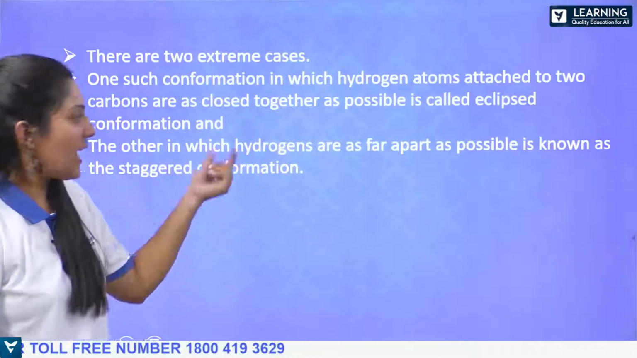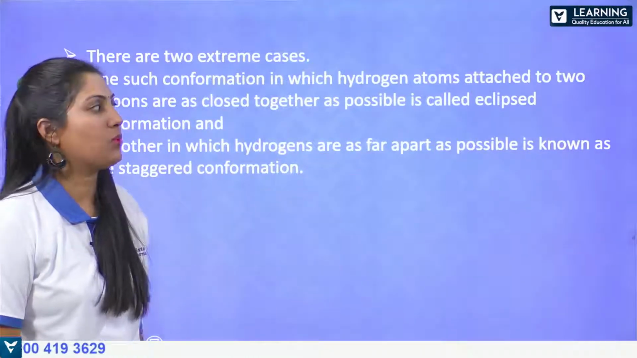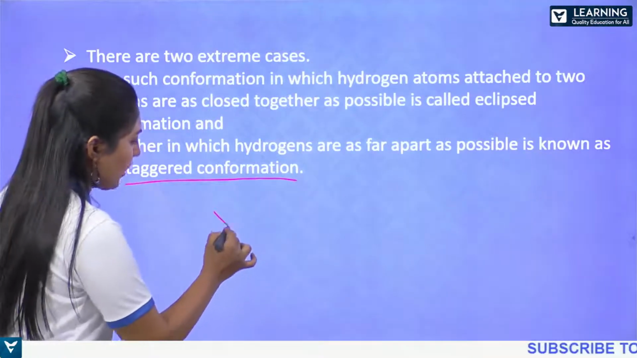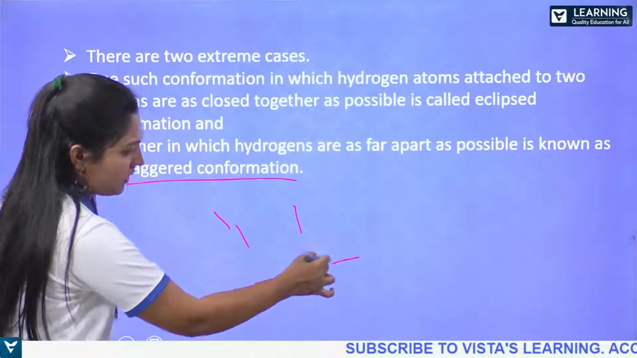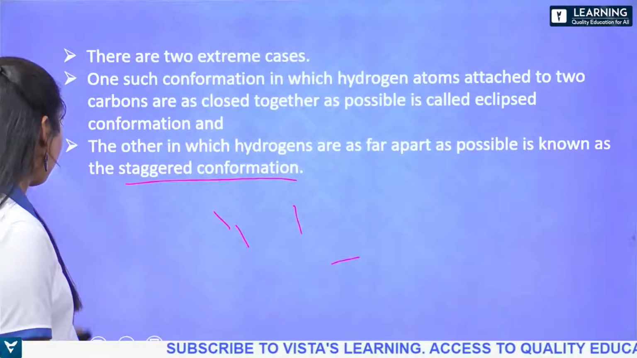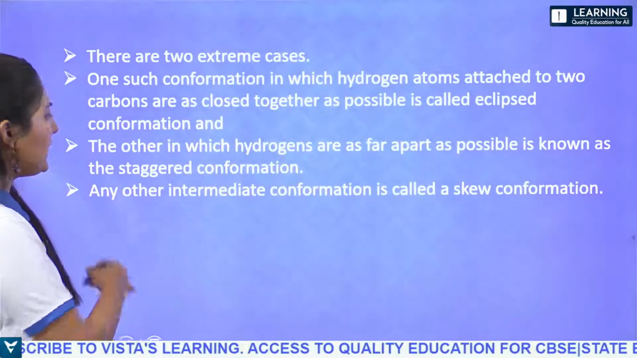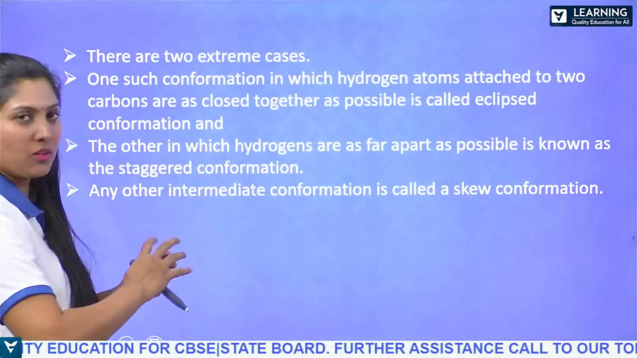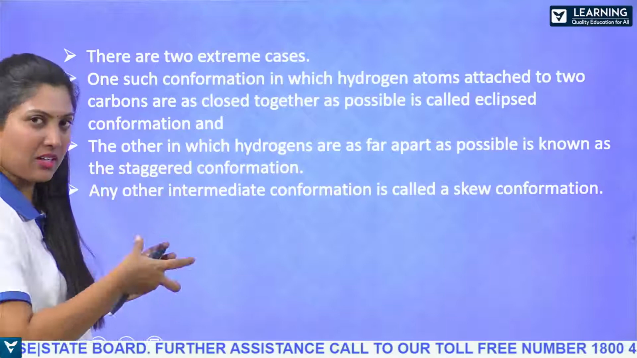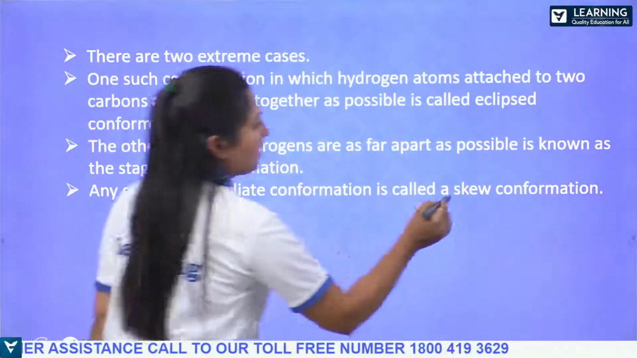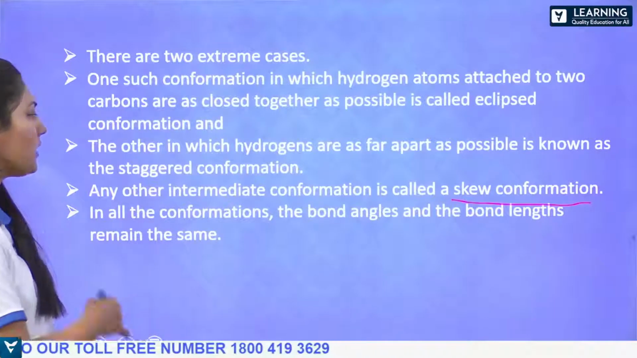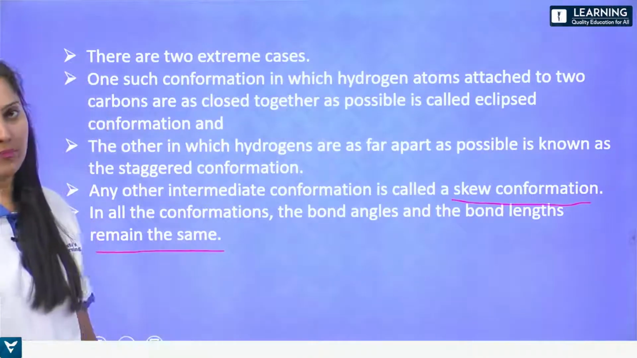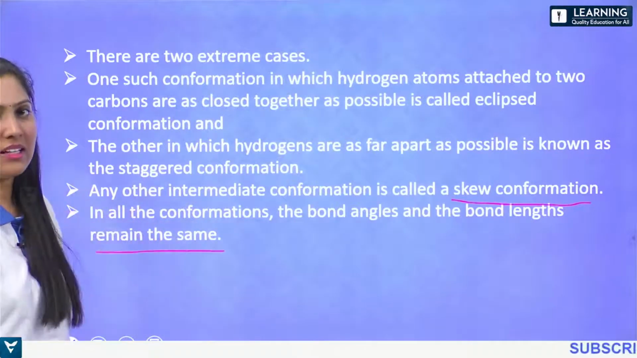The other, in which the hydrogens are as far apart as possible, is known as the staggered conformation. The first one has one behind the other; if they are very far apart, they will be called staggered. Any other intermediate conformations are called skew conformations. In between them, as the rotation happens, we have those conformations, and they are considered skew. In all the conformations, the bond angles and bond lengths remain the same, because rotation has nothing to do with the bond angle and bond length.